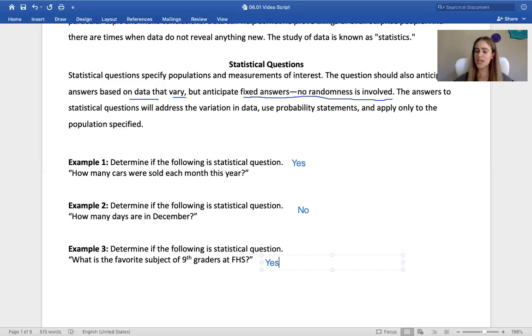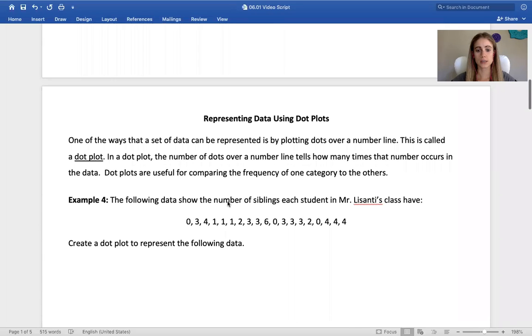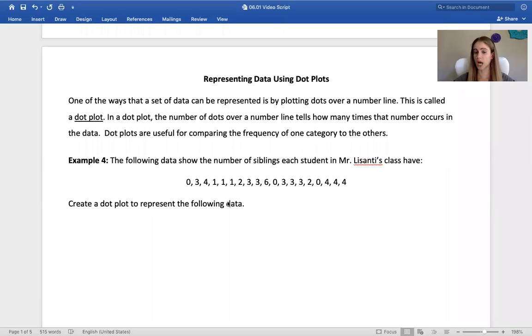All right, now that we have reviewed data and the types of questions we can collect data on, there are 2 different ways that this module focuses on how to represent data. There's a lot of options, but we are going to focus on dot plots and histograms. So first, let's talk about what a dot plot is and how we can use that to represent our data.